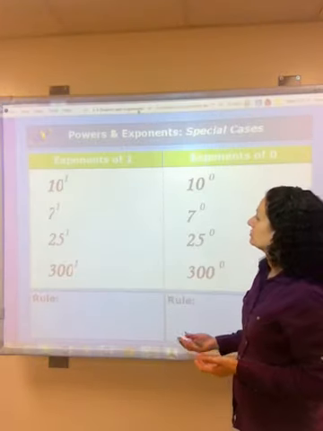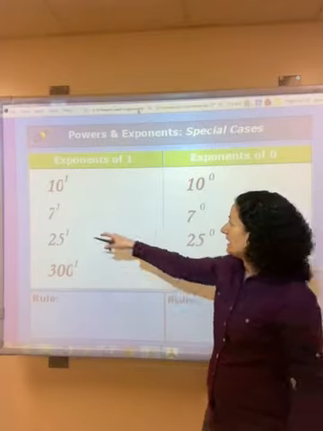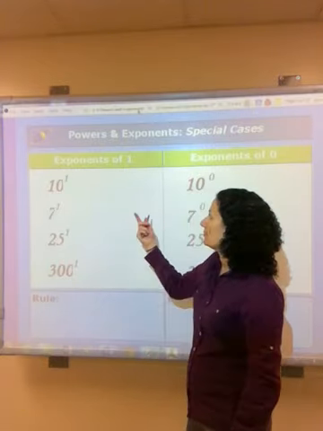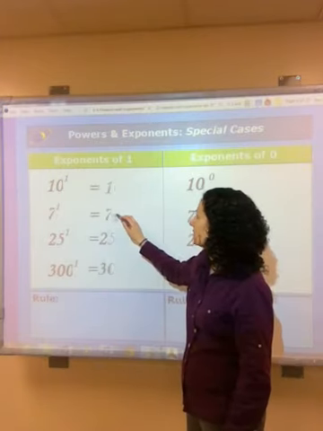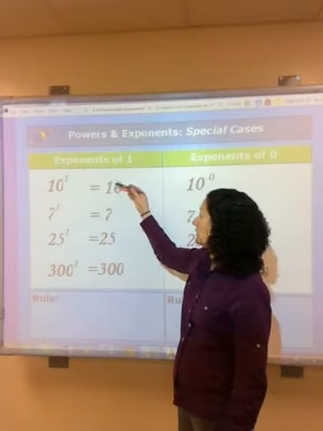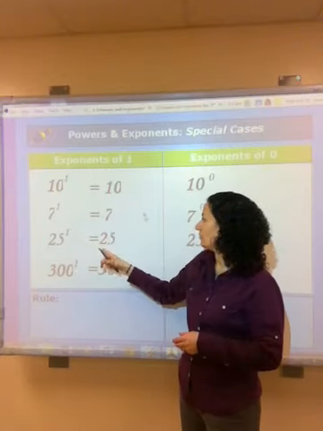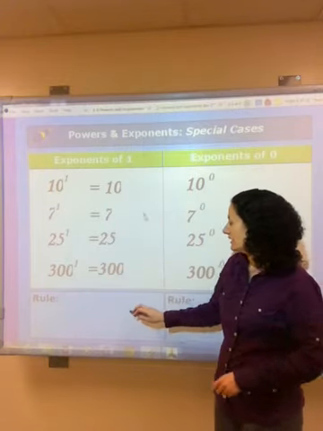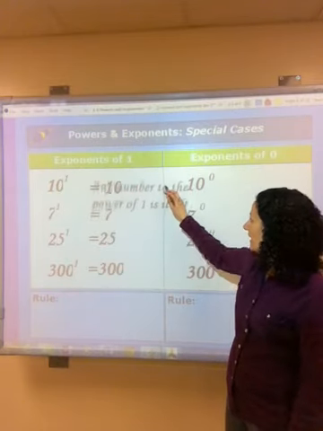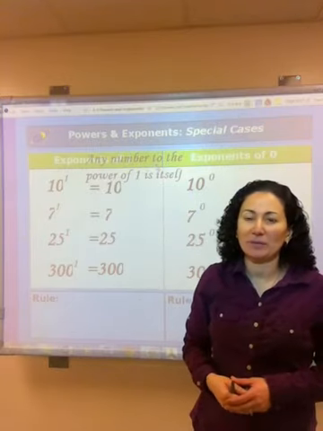A few special circumstances involving powers and exponents. Any number written to the power of 1 is actually that same number. 10 to the power of 1 is 10. 7 to the power of 1 is 7. 25 to the power of 1 is 25. 300 to the power of 1 is 300. You guessed the rule. Any number to the power of 1 is itself that same number.